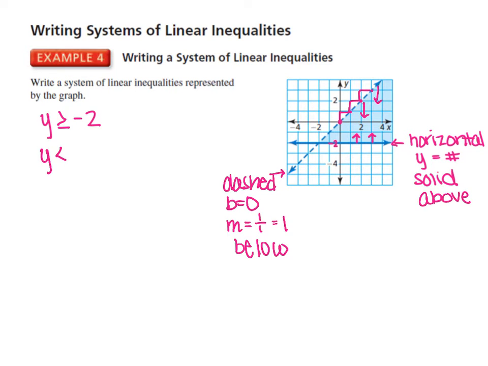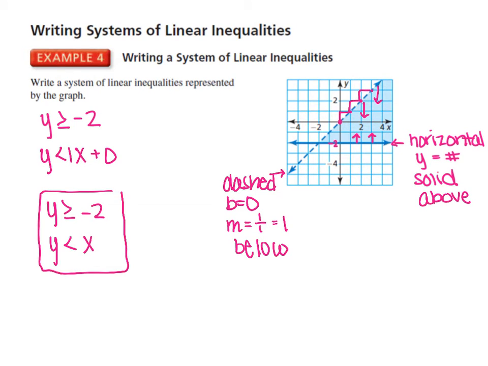Right? M was 1, right? But if it's just 1x, I could just write x. If you show the 1x, that's okay too. And then same thing, the plus 0 I don't really need. So the best inequality to write for the second one, so the first one, y is greater than or equal to -2. The second one, y is less than x, plus 0 I don't have to show. But if you wrote it this way, that would be okay. Best answer just doesn't show the extra stuff.